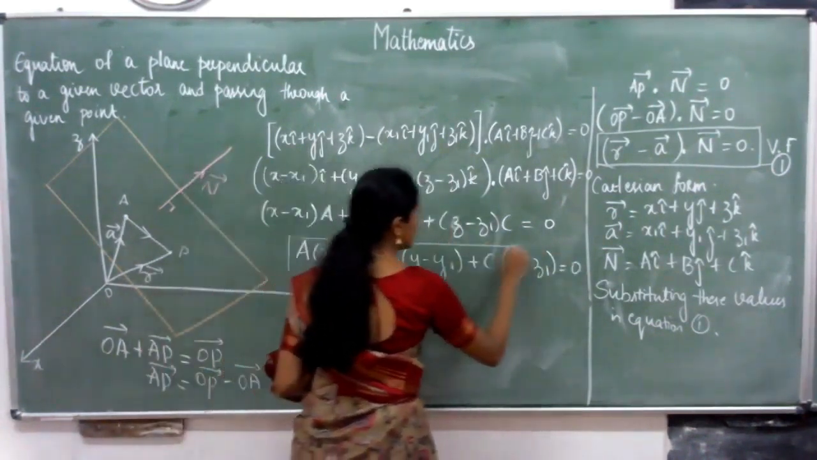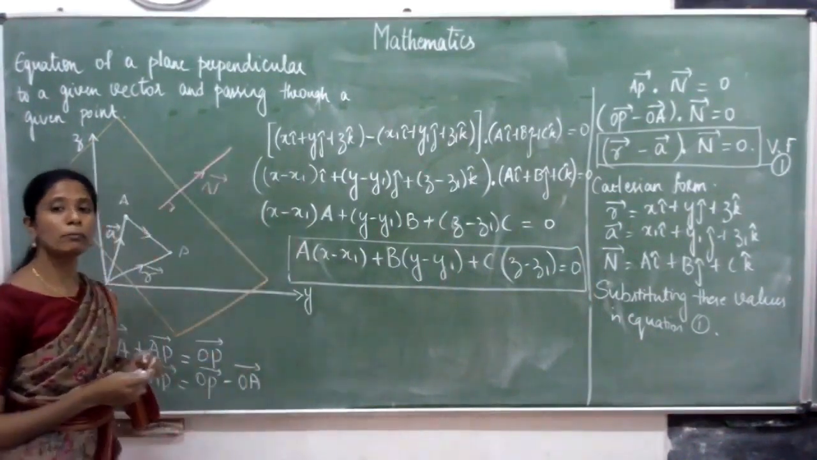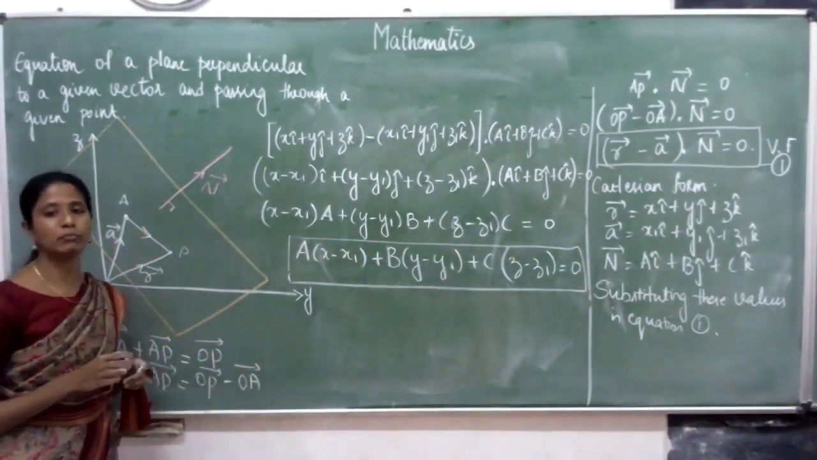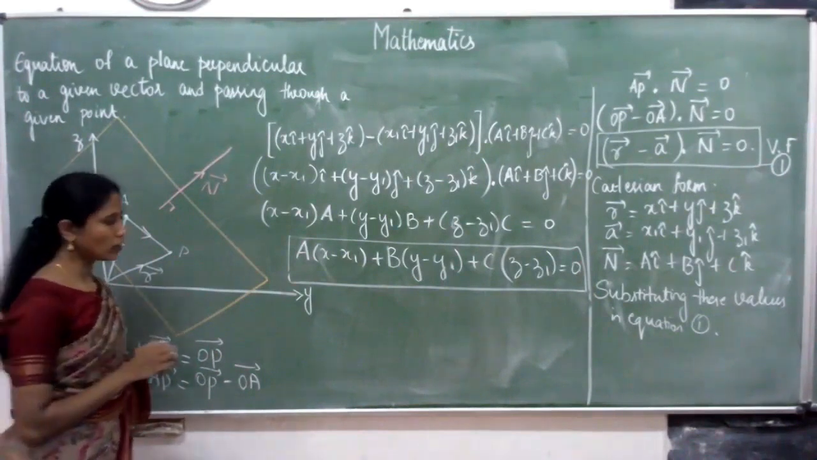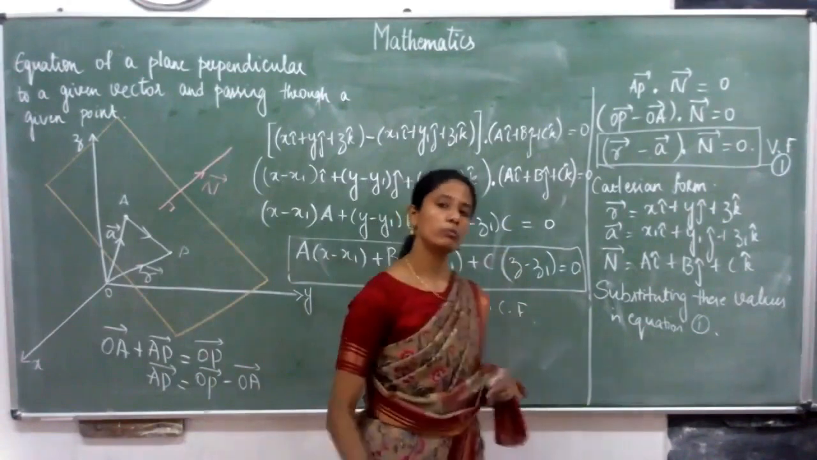So this is the Cartesian form of the equation of the plane which is perpendicular to a given vector and passing through a point. Okay, remember this formula. Let us solve problems on this.